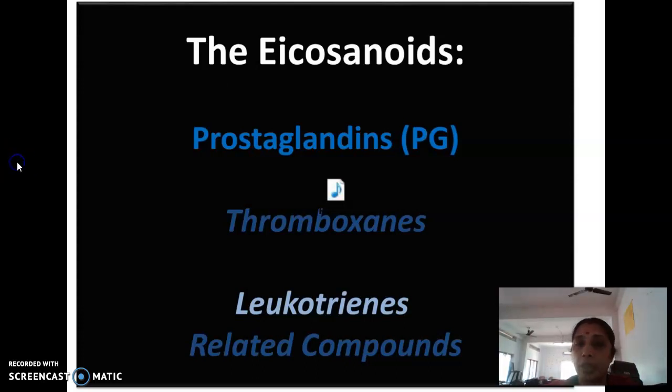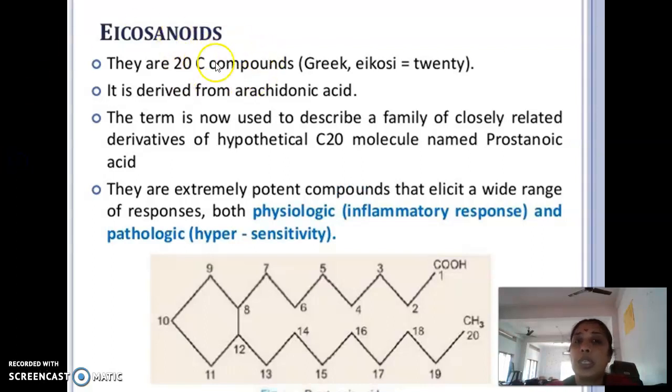So what are eicosanoids? They are the 20 carbon compounds derived from arachidonic acid. All the eicosanoids are synthesized from arachidonic acid. So how do they differ from each other? They differ in that the metabolic pathway is different, or the enzymes involved in the synthesis are different, which makes them different classes of compounds. The C20 molecule prostanoic acid is the parent compound, and it undergoes some sort of structural rearrangement to give a class of compounds known as eicosanoids.